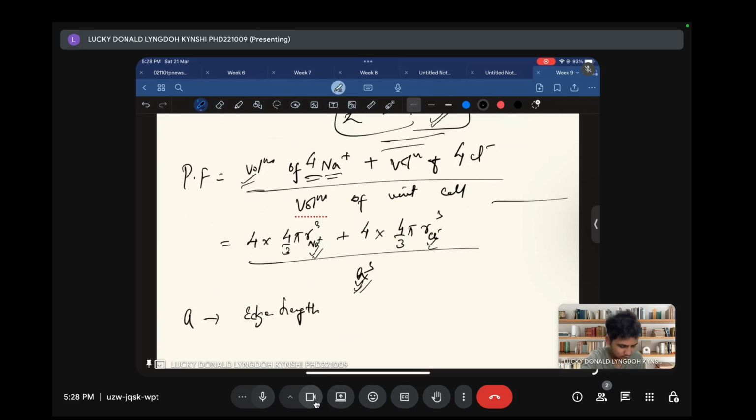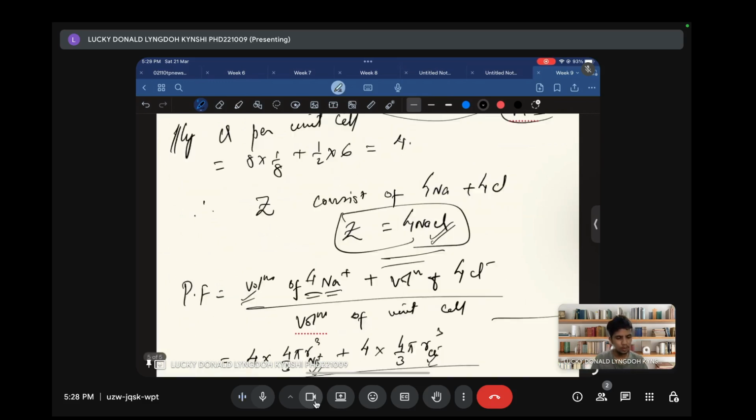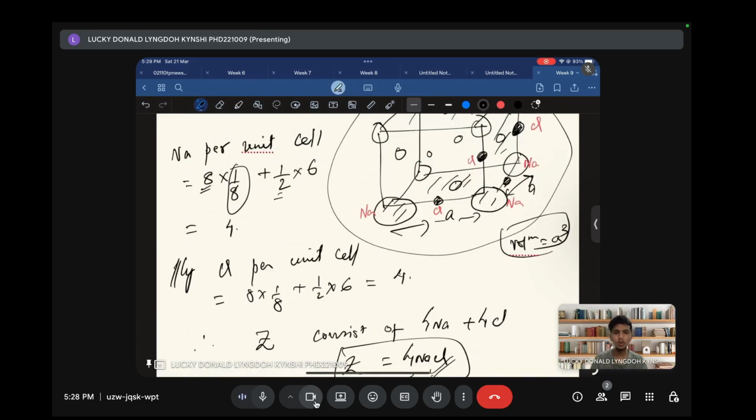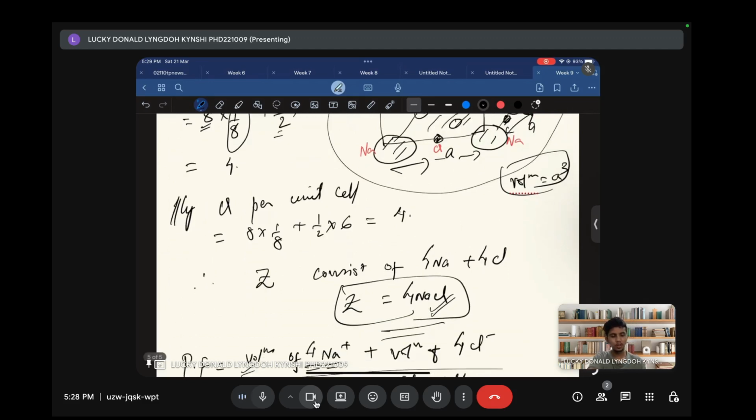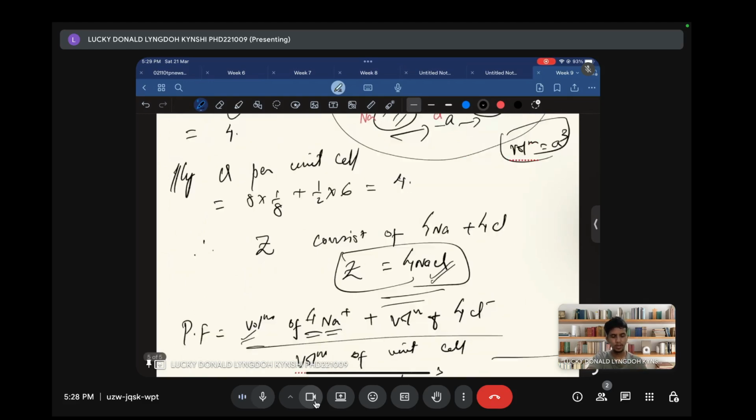Edge length a is equal to twice R of Na+ plus twice R of Cl-. If you look at it, this length a is equal to twice the radius of Na+ plus twice the radius of Cl-. That means you get the total distance from one edge to the other edge.